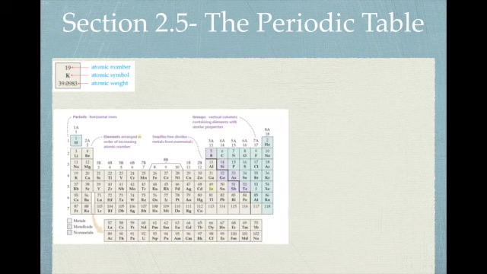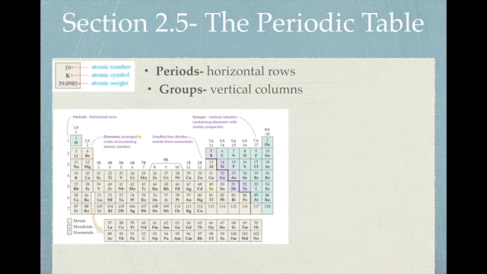So here's your periodic table right here, and just as a quick review, remember that the periods represent the horizontal rows, while the groups represent the vertical columns.